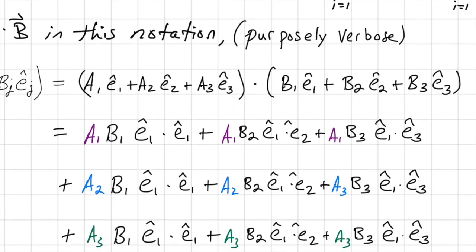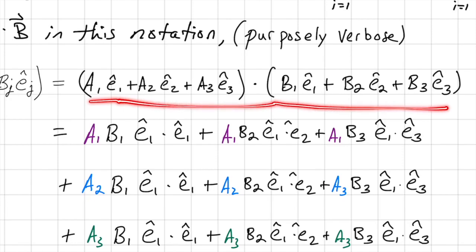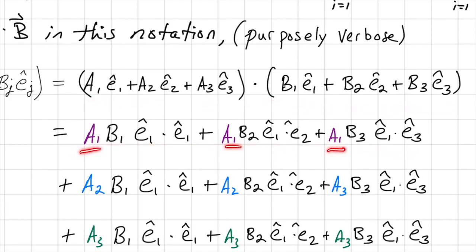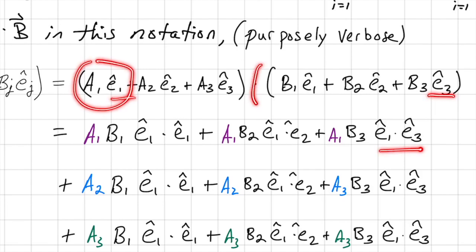So if I take A1, e1, and I simply dot that into this whole product, this is what I get. I get this A1 in front of all these terms. I get e1 dotted into e1, that's here. I get e1 dotted into e2, which is here. And I get e1 dotted into e3, which is here. And so what I get now is three terms from this term and these terms.